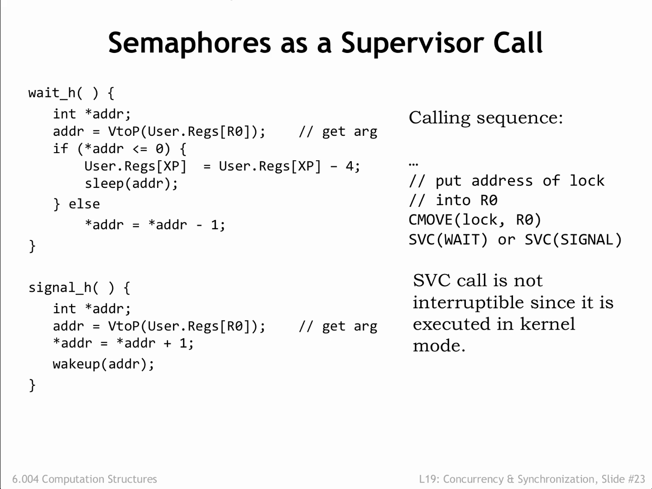The signal handler is simpler. It increments the semaphore value and calls wake-up to mark as active any processes that were waiting for this particular semaphore. Eventually, the round-robin scheduler will select a process that was waiting, and it will be able to decrement the semaphore and proceed. Note that the code makes no provision for fairness.